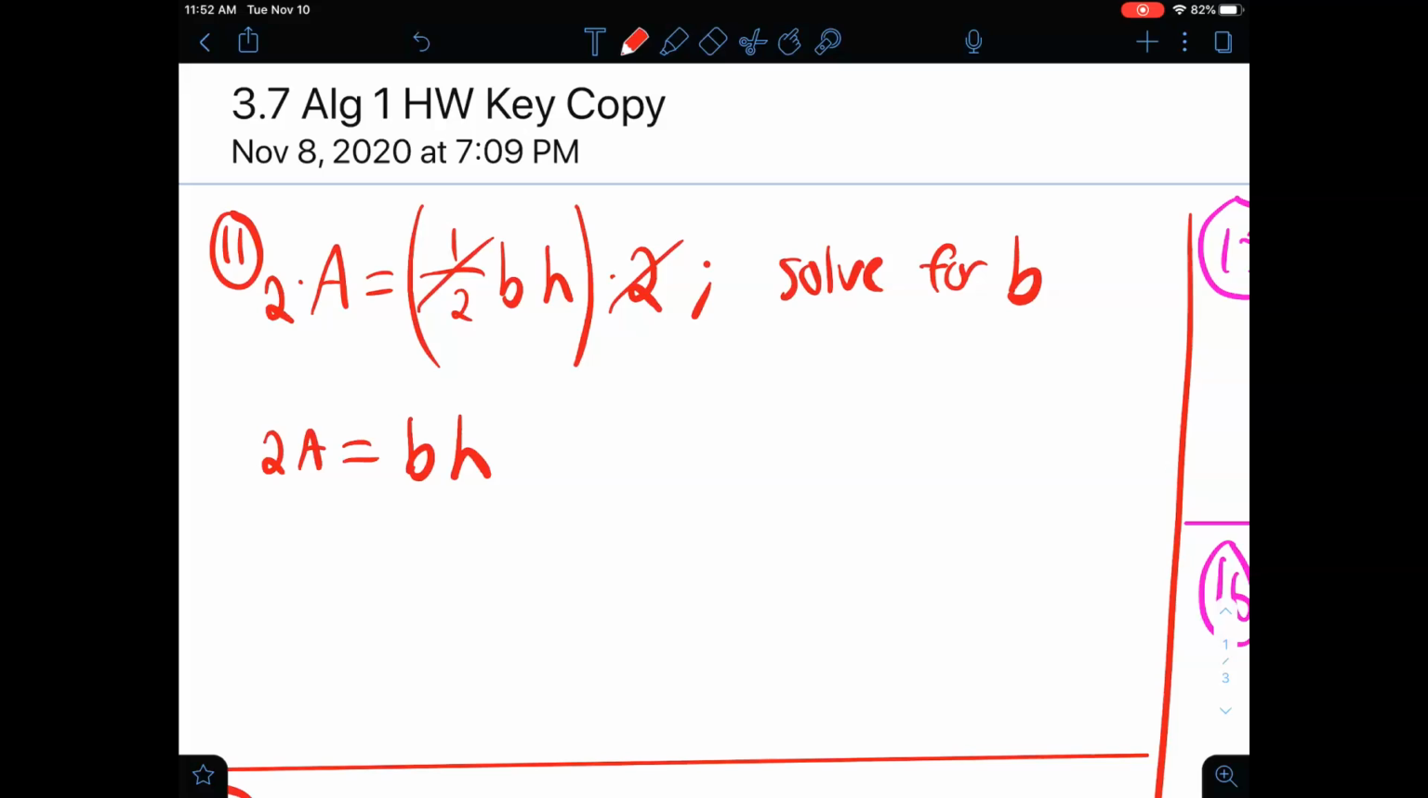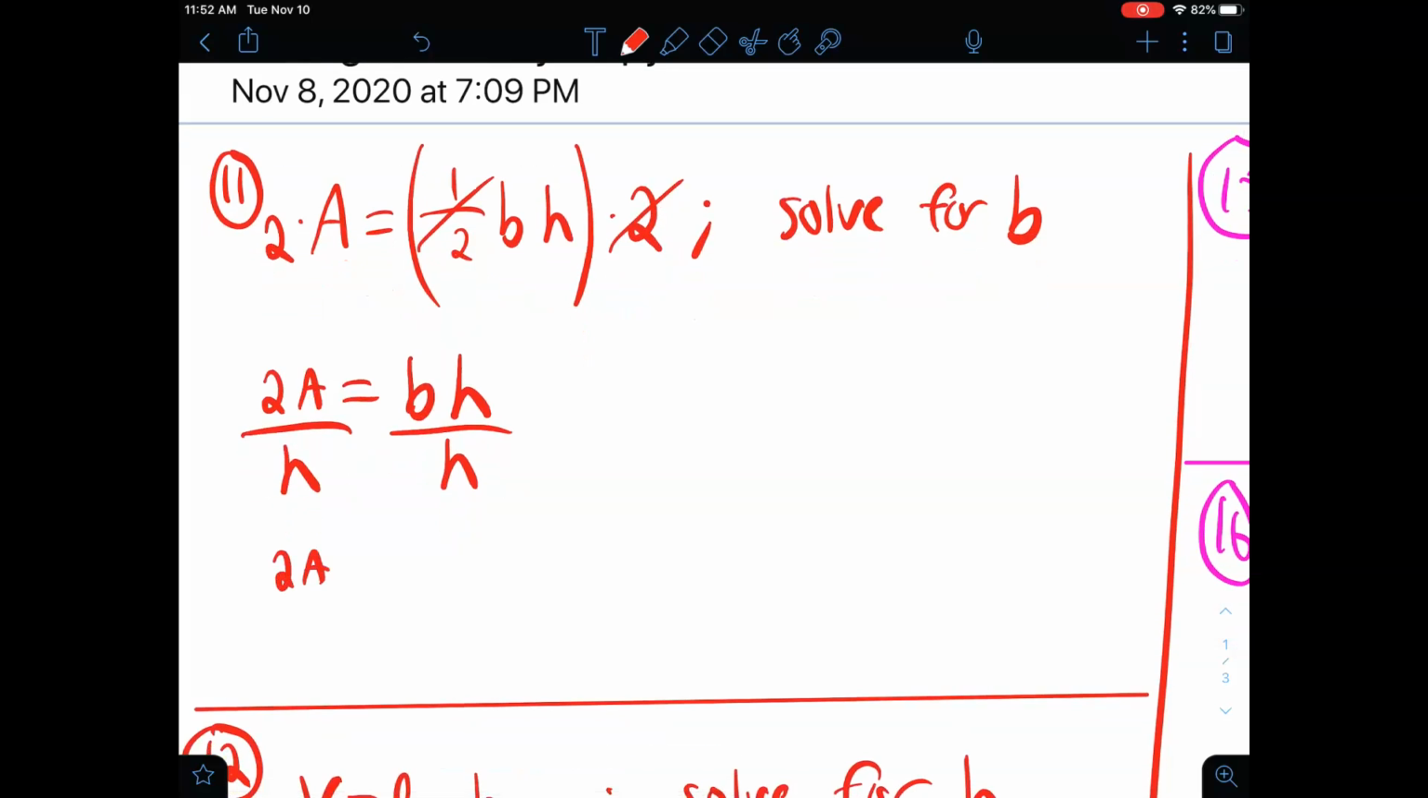All right. Now I need to get B by itself. Well, what's happening to the B? It's being multiplied by H. Okay. So how do I undo multiplying by H? I'm going to divide by H on both sides. So our final answer is going to be 2A over H equals B.